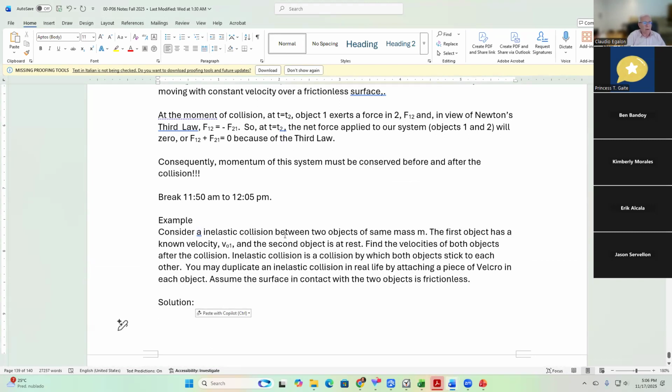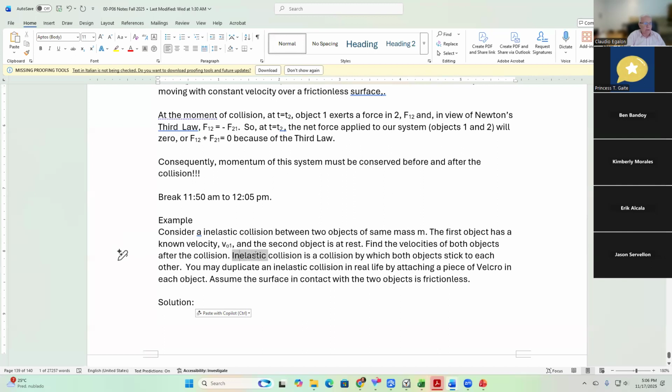So consider an elastic collision between two objects of mass m, okay? They have the same mass. The first object has a known velocity and the second object is at rest. Find the velocities of both objects after the collision.